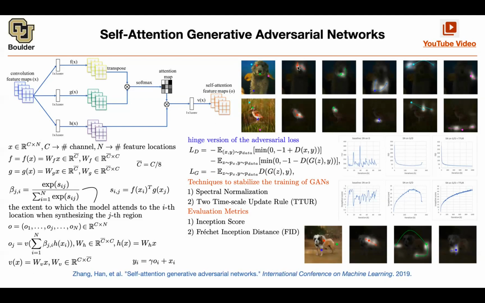How much are you paying attention to other regions of your image while predicting or generating this portion of the image? This is your attention map. You have query, key, value, and then the output is a linear combination of the value vectors, where the coefficients come from your attention map. Then you can output and go to the next layer.